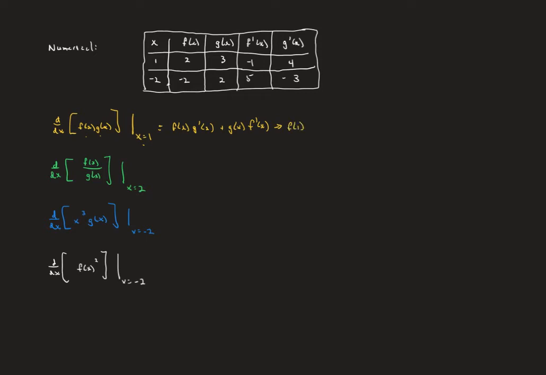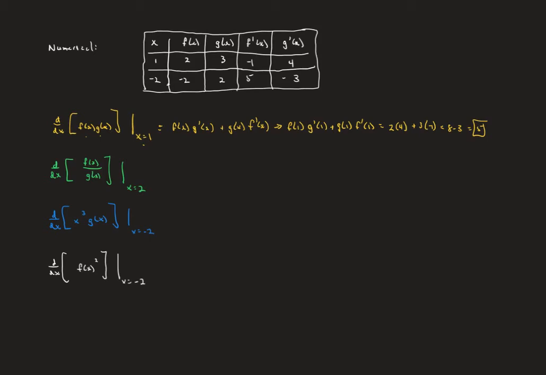So that's going to be f of 1 times g prime of 1 plus g of 1 times f prime of 1. And so now we go to our table. F of 1 we can see is 2, and g prime of 1 is 4, plus g of 1, which is 3, times f prime of 1, which is negative 1. And so we get 8 minus 3, so I believe we get 5 out of that.